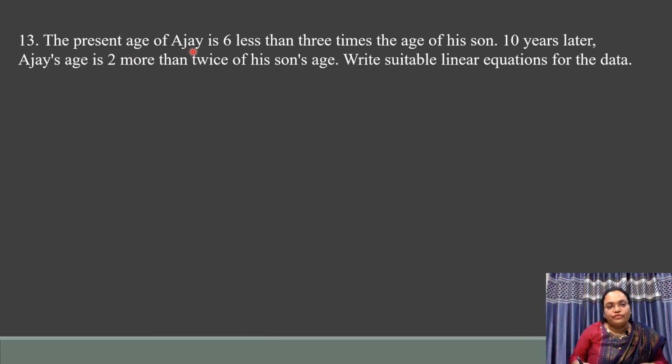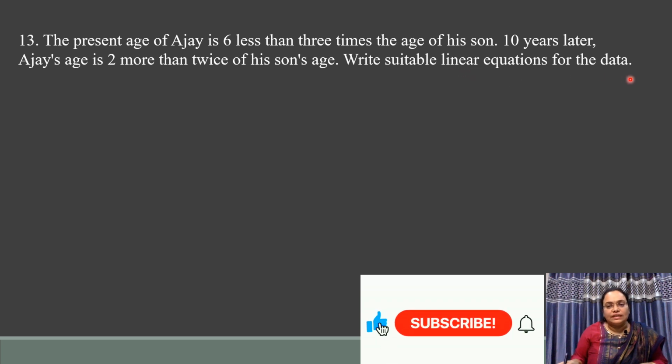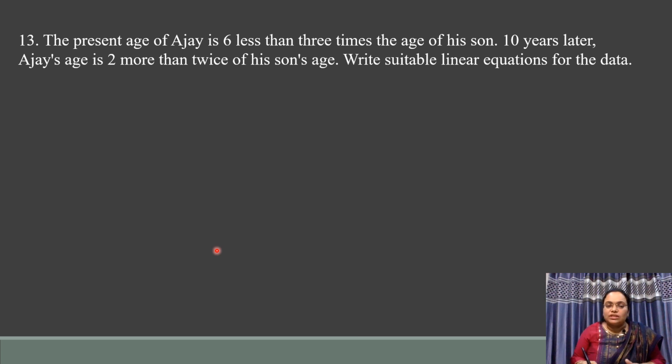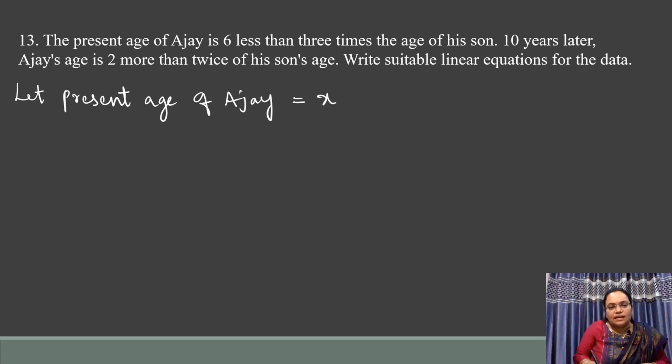The present age of Ajay is 6 less than 3 times the age of his son. 10 years later, Ajay's age is 2 more than twice of his son's age. Write suitable linear equations for the data. So we need to form linear equations for the given word problem. Okay. Let us take, let present age of Ajay be x and present age of son be y.